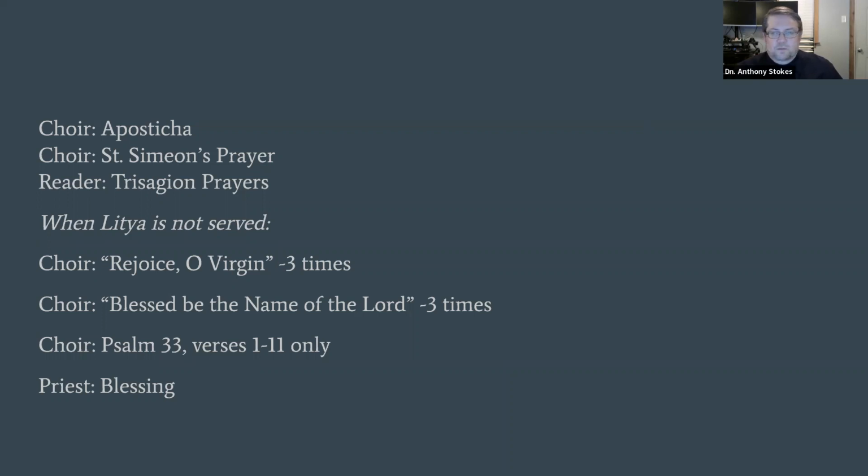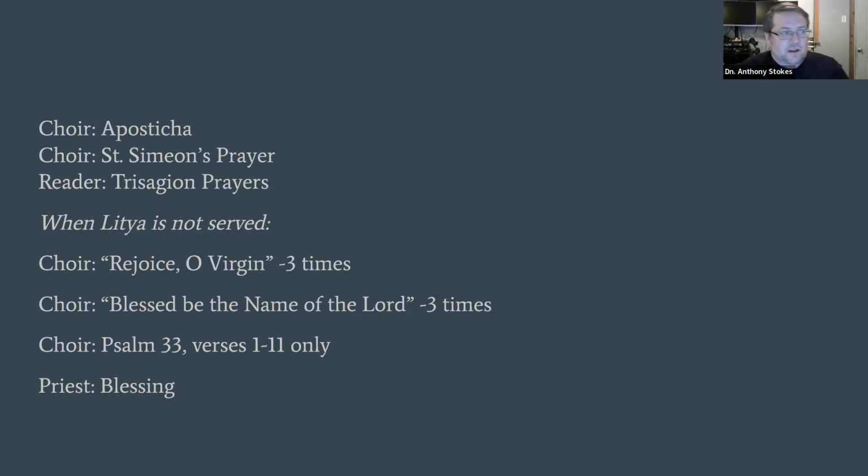That's just then followed by the reader doing the Trisagion prayers, Holy God through Our Father, and then of course we have this kind of ending part of Vigil Vespers. When the litia is not served, typically you still end the service sort of like you did litia, but the choir will sing Rejoice, O Virgin 3 times, or maybe twice with the Festal Troparion if there's one that exists or something like that.